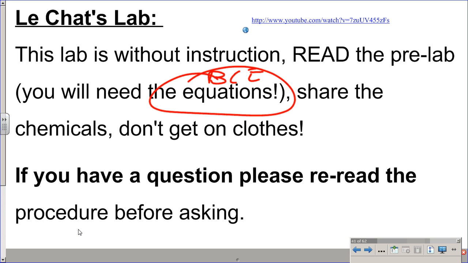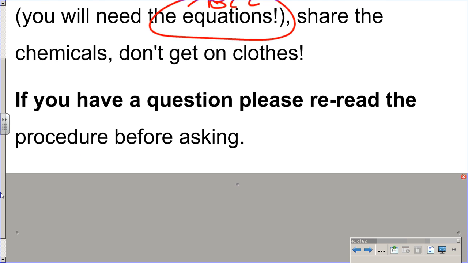Make a note right now and write down BCE. The chemicals are colorful. There's orange, yellow, there's some brown. Don't get them on your clothes because they will stain your clothes. Two of them are carcinogens. Please do not lick your fingers or your lab partner's fingers or squirt them on each other.